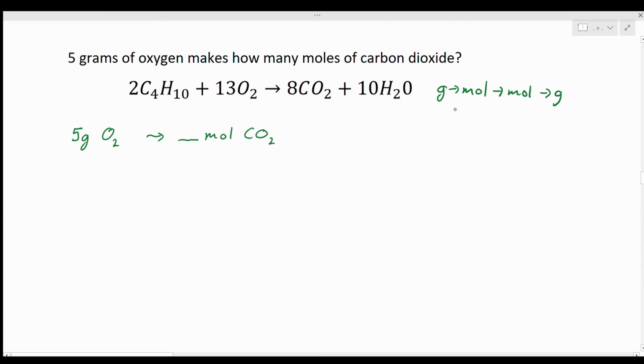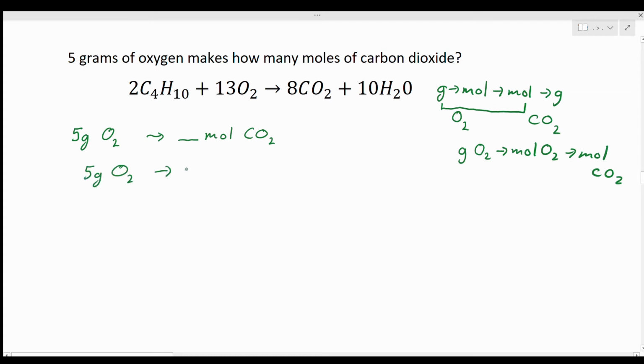So looking at our map here, if we consider the left side to be oxygen and the right side to be carbon dioxide, we know that we're starting at grams of oxygen and we're ending with moles of carbon dioxide. So our map is going to look like grams of O2, moles of O2, moles of carbon dioxide. First we're going to convert 5 grams of oxygen to moles of oxygen. That's what our little map says here.